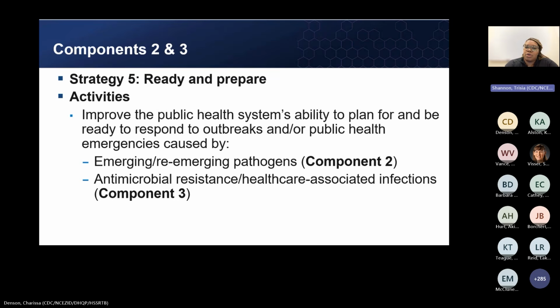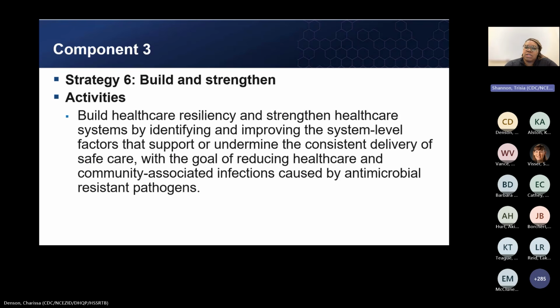Ultimately, strategy 5 is about ensuring that systems are not only prepared to respond to threats, but are positioned to do so quickly, effectively, and in a coordinated manner. The next strategy is strategy 6. This is a unique strategy because it's unique to component 3. It is build and strengthen.